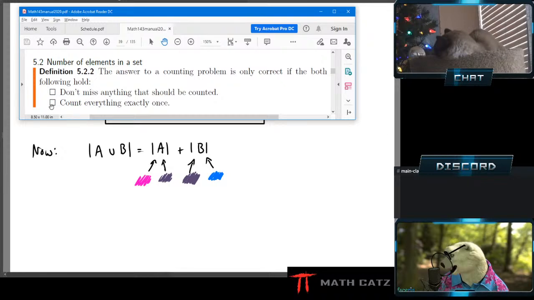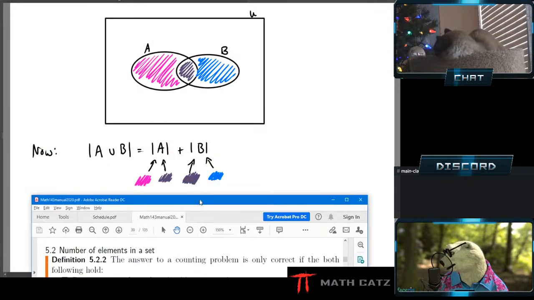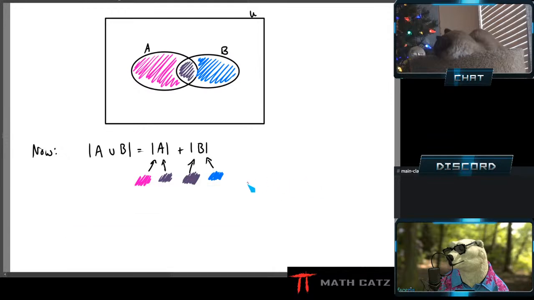But the second one, I also have to count everything exactly once, or the number that I get at the end won't be right. If I count something double, then my number is going to be much bigger than it should be. And that's exactly what's happening here. When I consider A, I'm counting all the pink stuff and all the purple stuff. When I'm considering B, I'm counting the purple stuff again and the blue stuff for the first time. So the purple stuff is counted twice. So my number's not right.